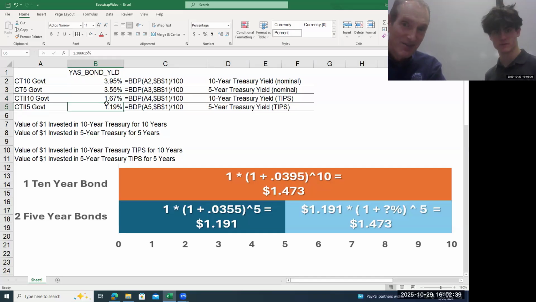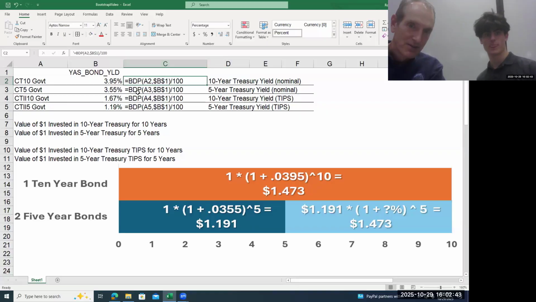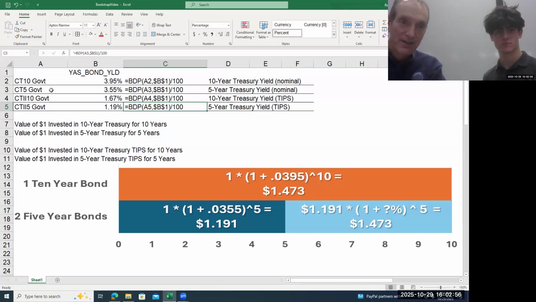So what we want to ask the question is, and here's the formula that we use to bring those in, the BDP function. I'm not on a Bloomberg machine here, so I can't use it, but you can still do that function if you're on a Bloomberg machine. So what we're asking is, what does the bond market think interest rates will be?